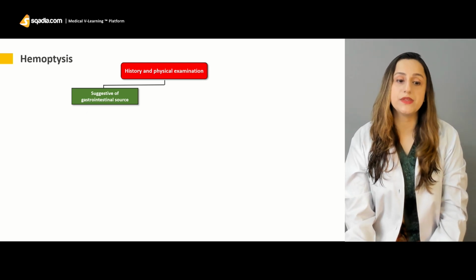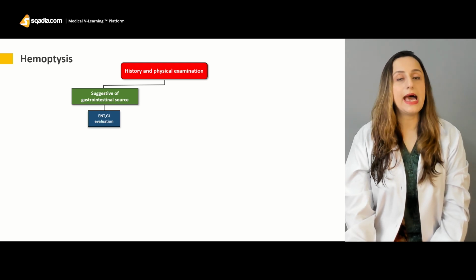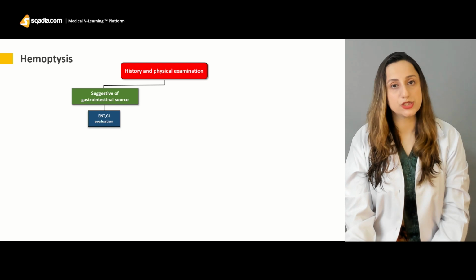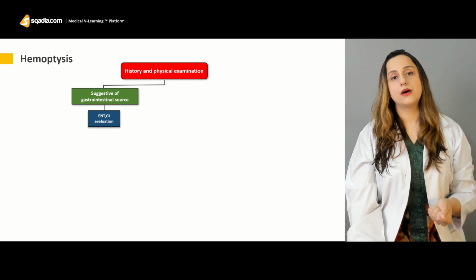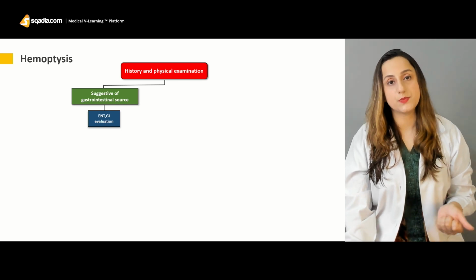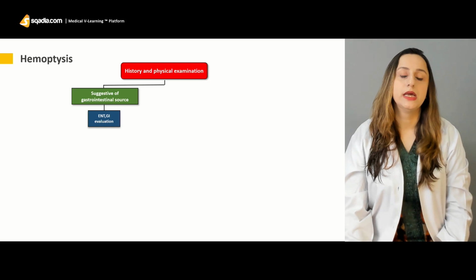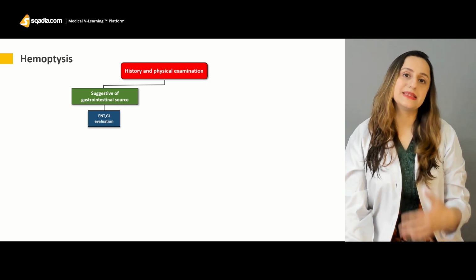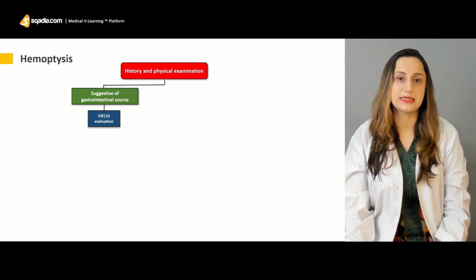The suggestion of a gastrointestinal source is when you conduct the ENT as well as the GI evaluation for these patients. Of the whole gastrointestinal tract, you can even resort to endoscopies in these patients to rule out any factors that are leading to hematemesis, that can point towards the episodes of hematemesis in the patient.